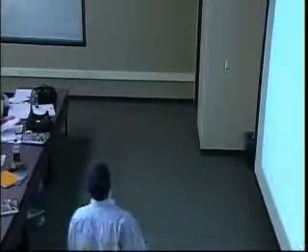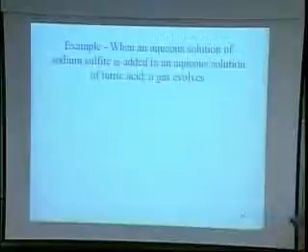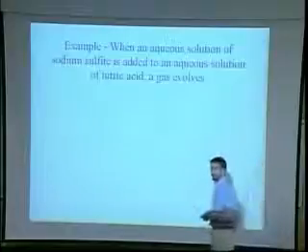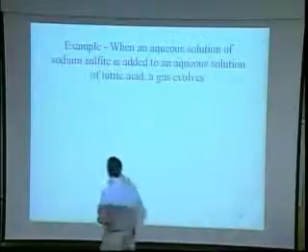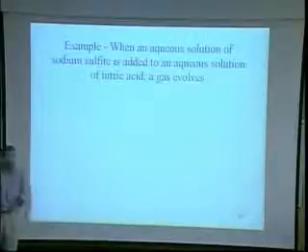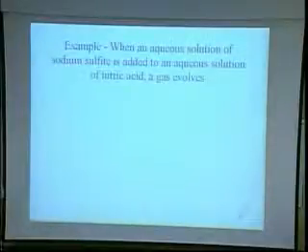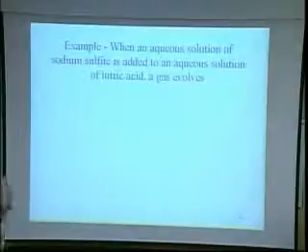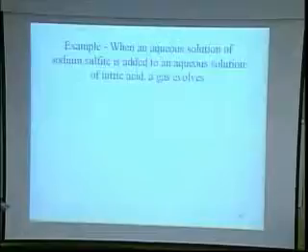When an aqueous solution of sodium sulfite is added to an aqueous solution of nitric acid, a gas evolves. I want to know what it is. You see it bubble. Explain to me why it is bubbling. What is the formula for sulfite? SO3, 2 negative. So how would I write sodium sulfite? How many sodiums would I need? 2. So Na2SO3. That would be sodium sulfite.